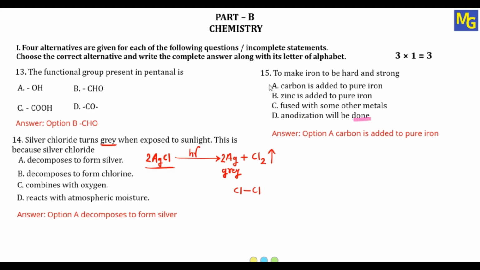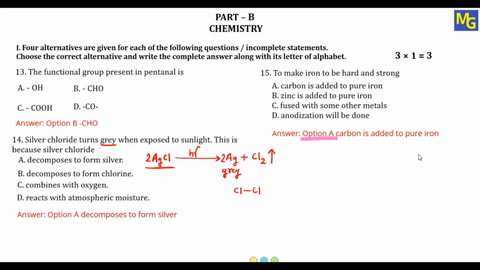Means either you can add carbon, or you can add zinc, or you can add some other metals to this, or iron is subjected to the anodization process. Anodization is the process which is done for avoiding corrosion. Actually, if you want to make iron hard and strong, carbon will be added. So that's why option A is correct. So write down the answer: Option A, carbon is added to pure iron.